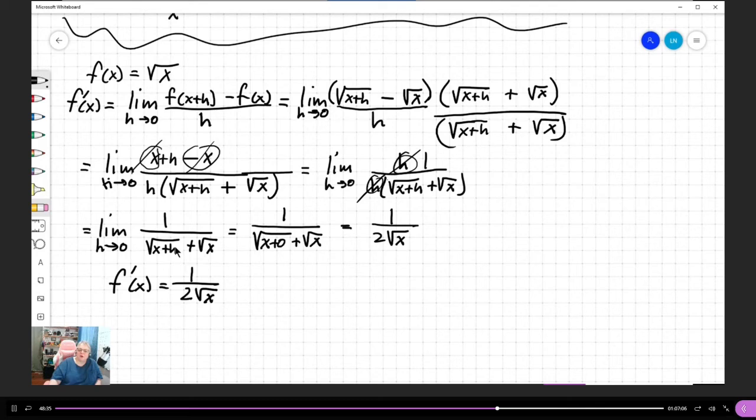Now, Kevin, to answer your question, when you plug 0 in for h over here, you get x plus 0, right? So x plus 0 is just x. So this is the square root of x plus the square root of x, which is how we get 2 square roots of x down there. I probably scrolled away from it too quickly.